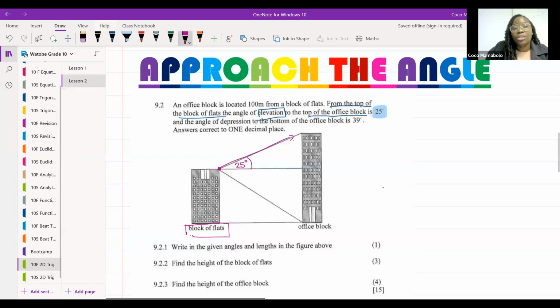Okay. That's the one. So if you say purple, well done. All right. Let's look at the next part. The next part says here, the angle of elevation to the bottom of the office block is 39 degrees. Now, between the orange and the blue and the green, which one of these is the 39 degrees that we are looking at?